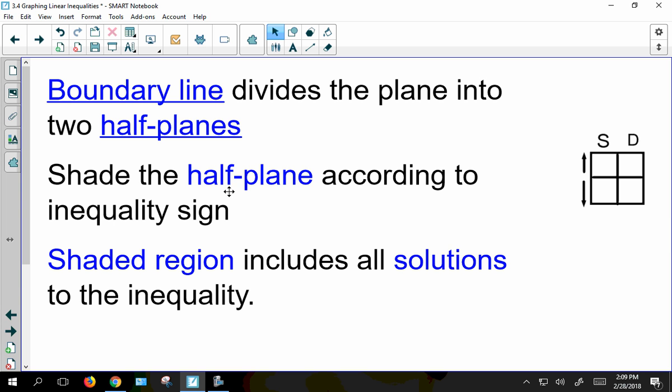So you have boundary lines that divide the plane into 2 halves. You shade the half plane according to the inequality sign. The shaded region includes all solutions to the inequality. So, a solid line has a line underneath the inequality. A dotted line has no line under the inequality.